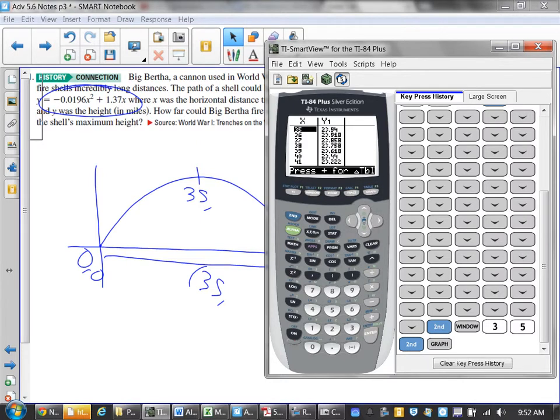So it's at basically 24 miles high, 23.94 miles. So you can say approximately the height would be 24 miles. Does that make sense? Your x value is generating the y. Your y value is how high up it is going, the vertical distance versus the horizontal distance being shot. Okay?